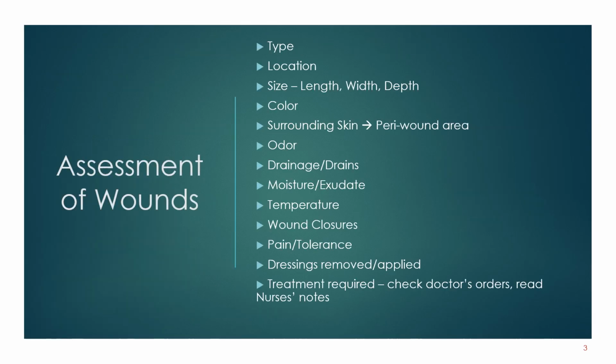Next, we can move on to the assessment of the actual wound itself. So we've already identified the type of wound it is. Next, we're going to be looking at the location. So while we're assessing the location of the wound, we're going to need to be exact. We need to use correct terminology. For example, we need to state right lower quadrant or left lateral malleolus.